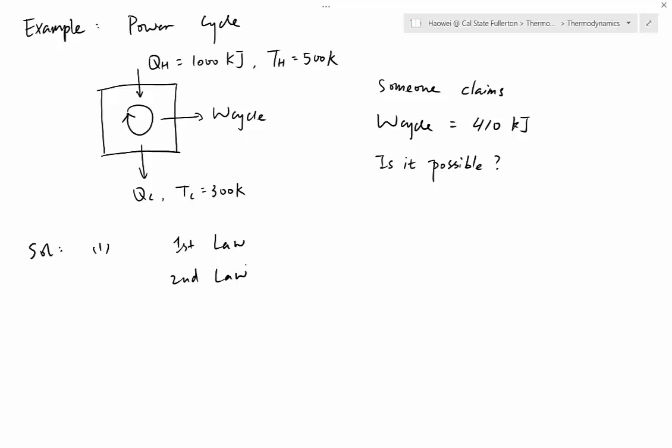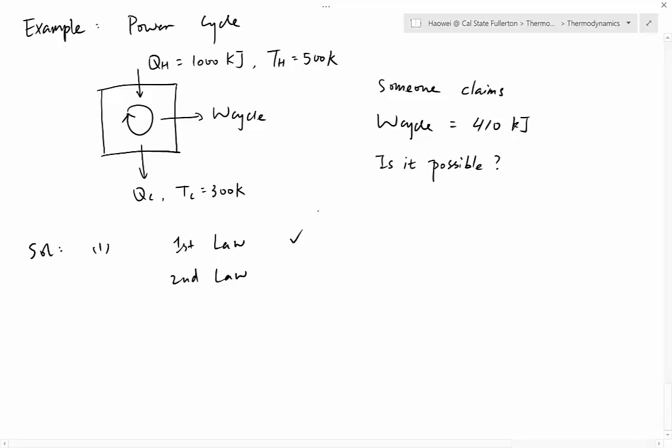So let's start from first law. First law is just the conservation of energy equation. Total energy going in must be equal to total energy coming out. Total energy going in is QH, which is 1000 kilojoule. Total energy coming out is QC plus W cycle. And now someone claims W cycle is 410. If that's the case, QC will just be 1000 minus 410, which is 590. So there's nothing wrong about this design in terms of first law. This design does not violate first law.